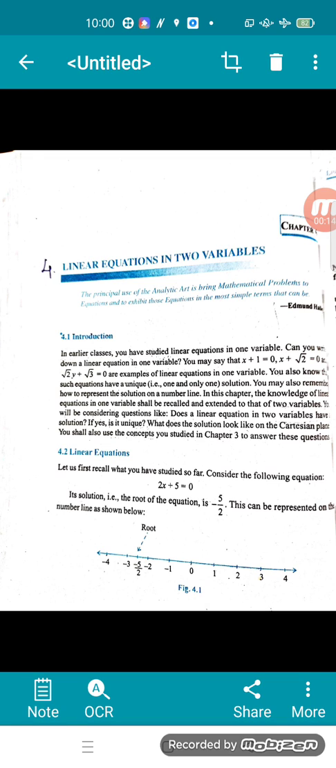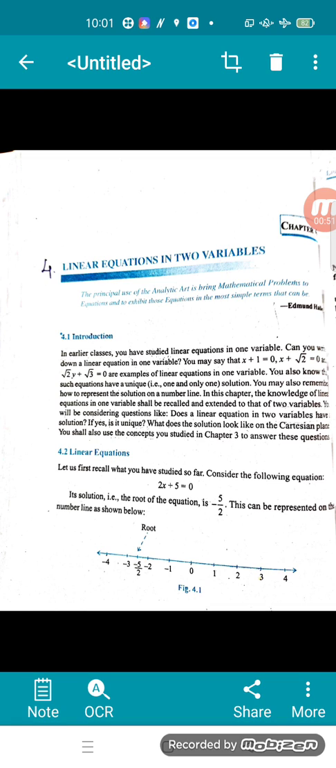In the earlier classes you have studied linear equations in one variable. Can you write down a linear equation in one variable? You may say that x plus 1 is equal to 0, x plus root 2 is equal to 0 and root 2y plus root 3 is equal to 0 are examples of linear equations in one variable. You also know that such equations have a unique solution. You may also remember how to represent the solution on a number line. So, page number 66 of your textbook, please open and sit.